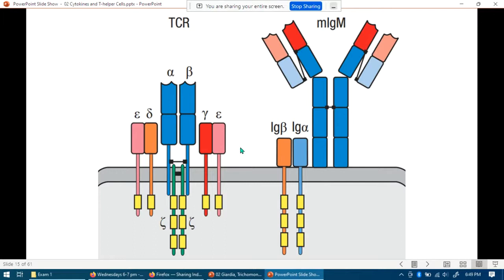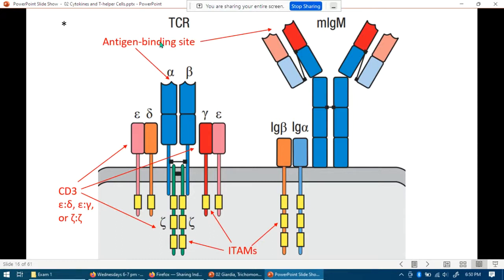It's either going to be expressing a T cell receptor or a B cell receptor, depending on if it's a T cell or B cell. Okay. So the antigen binding sites, they are the very distal tips of the proteins.